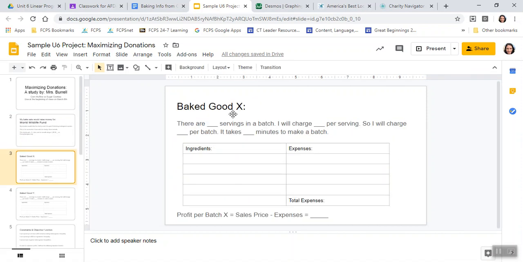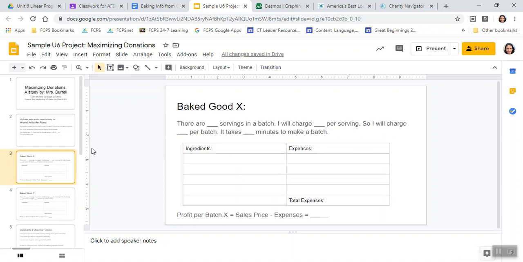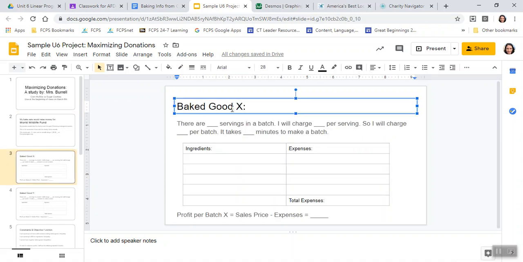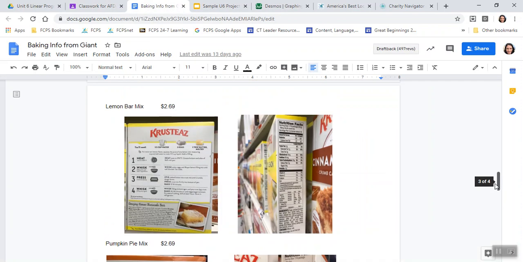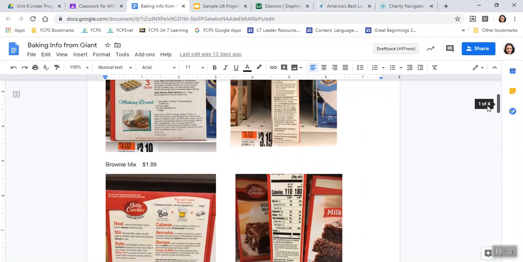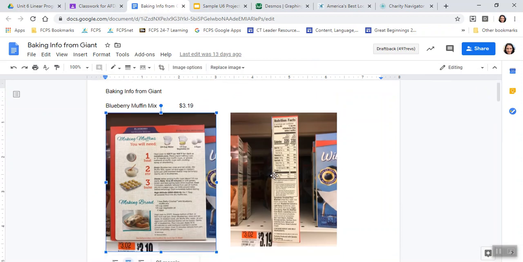Alright, bake good X. So let's go back and see, what did I say I was going to make? Corn muffins and sugar cookies. So X is going to be corn muffins. Okay. There are blank servings in a batch. So this is information you can get from the baking form. Now, corn muffins aren't on here, but it's probably going to be similar to the blueberry muffins. So I'm going to look at the blueberry muffins here.